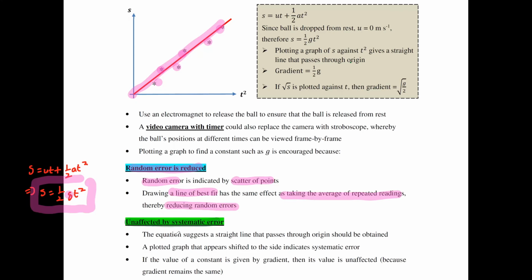Earlier, we've seen that the equation suggests that a straight line passes through the origin. If we have a plotted line that appears to be shifted on either side of the true line, this is an indication of systematic error. However, the value of the constant, which is given by the gradient, would be unaffected, assuming that the gradient remains the same.